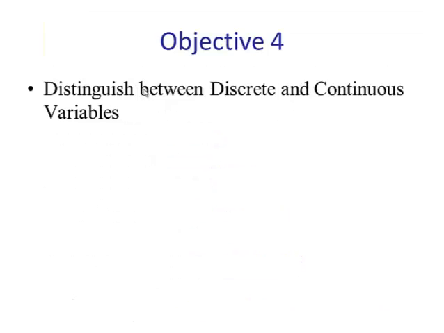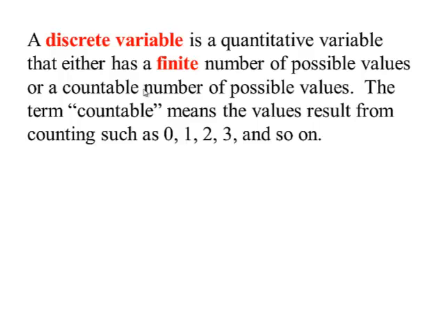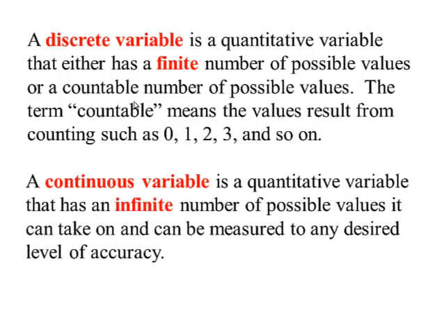Lesson objective number 4. Distinguish between discrete and continuous variables. A discrete variable is a quantitative variable that has a finite number of possible values, or it has a countable number of possible values. The term countable means that the values come from counting, such as 0, 1, 2, 3, 4, and so on and so on. So an example of a discrete variable would be the number of cars that you own, the number of floors in a building, the number of CDs that you own, the number of students in a classroom.